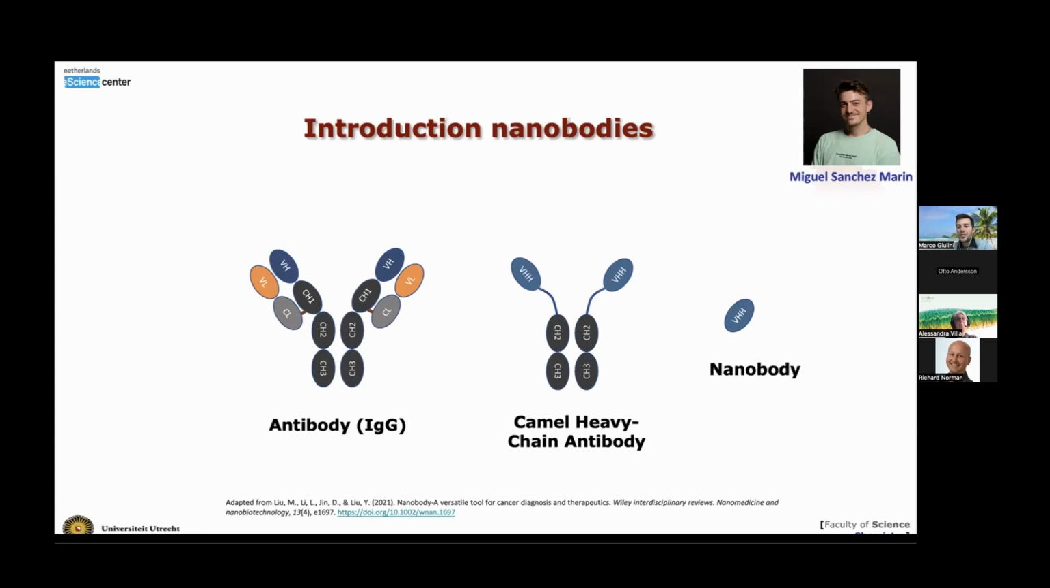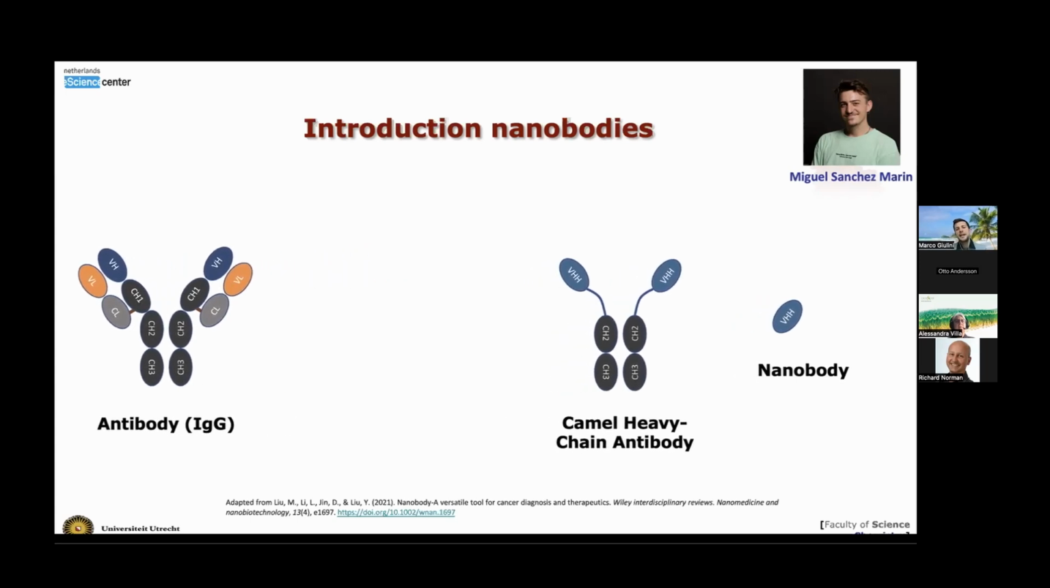And the fact that the nanobody is so small is very useful for applications in which you have to really optimize for solubility, for example. And also to mention, nanobodies are able to retain very similar properties with respect to antibodies in terms of affinity and specificity.